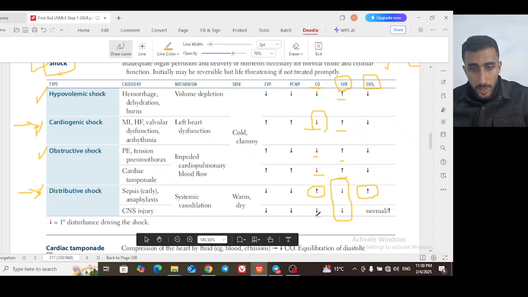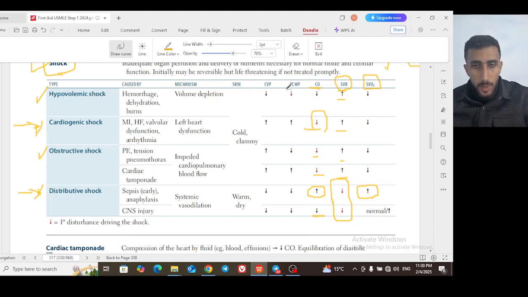But for CNS injury, you may involve the CNS and its effect on the heart. So it will have both a decrease in the cardiac output and a decrease in the systemic vascular resistance. So this is for the cardiac output. The pulmonary capillary wedge pressure, you remember the definition of it. It measures the left atrial pressure.